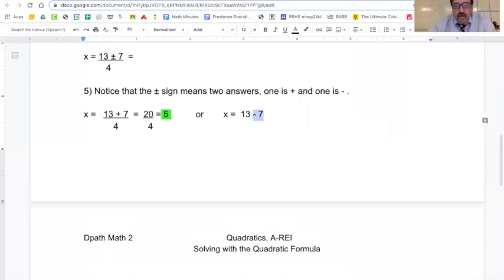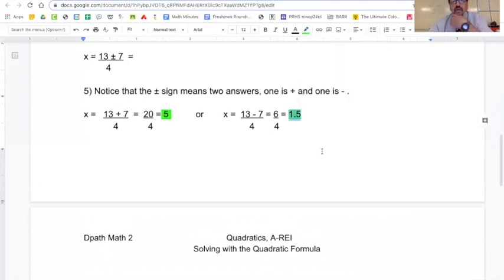And then on the other side of this, please notice that 13 minus 7, our other answer, is 6. And so we've got 6 divided by 4. Six divided by 4 is just 1.5. And there's our two answers.